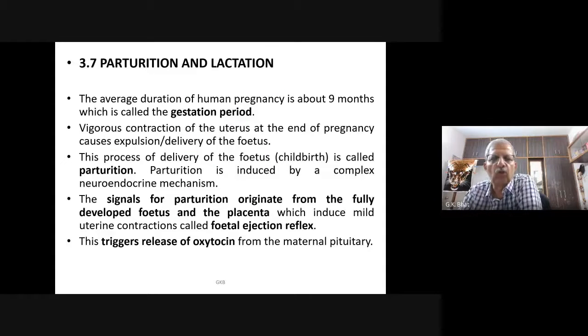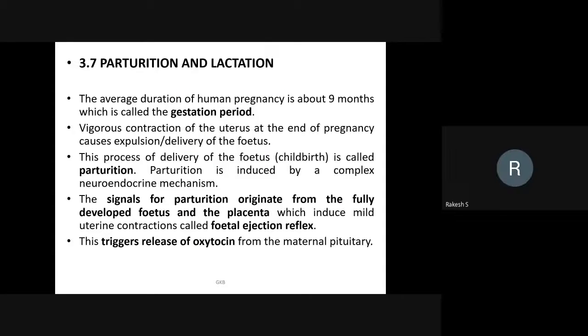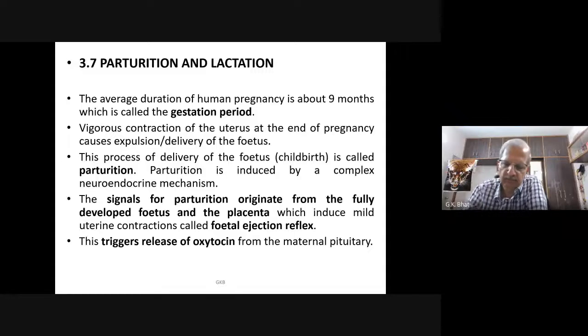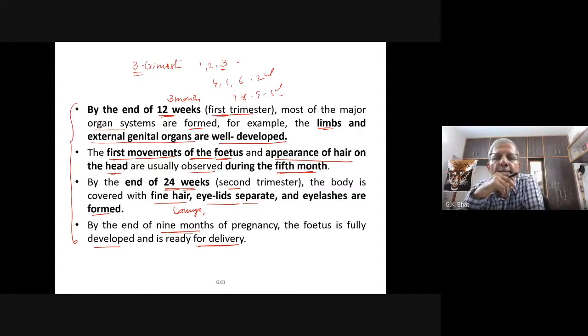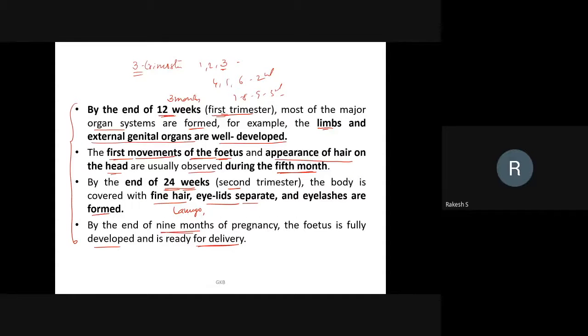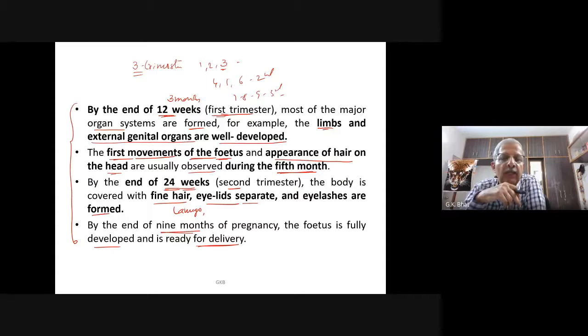Now let us look into parturition and lactation. Sir, 1 second, sir. Yeah. What? What is that word, sir? Linex, fine hair. Pardon? Fine hair is called as Lanugo. Lanugo.